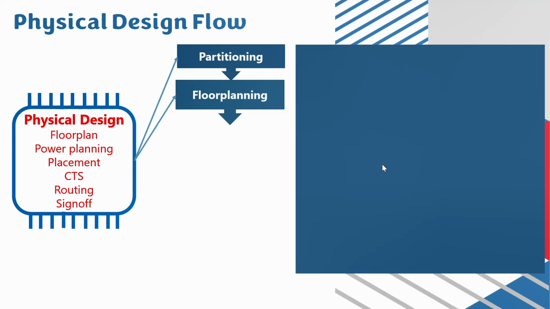So the next step after partitioning is floor planning, or we can say that floor planning is the first and most important step in the physical design flow. It is the step which determines the quality of a chip, or in very simple terms this can be understood as the term says, floor planning, planning of the floor.